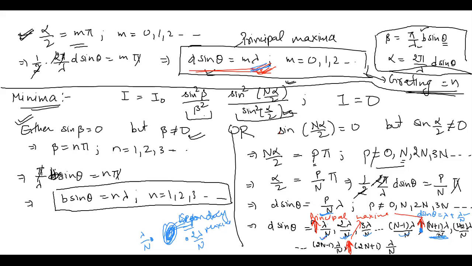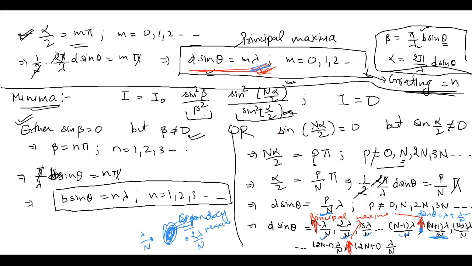So if you add lambda over n to the principal maxima, you will get minima there. I want you to remember this because I am going to use this while talking about the resolving power of a diffraction grating, where I am going to say that if this is the location of the principal maxima and you add lambda over n to it, you will get minima there.